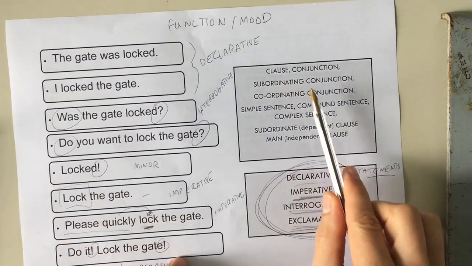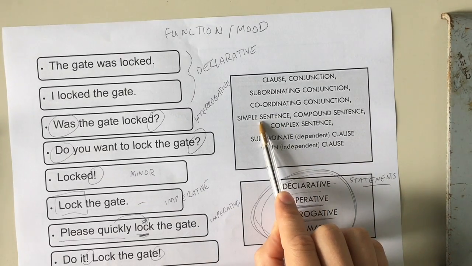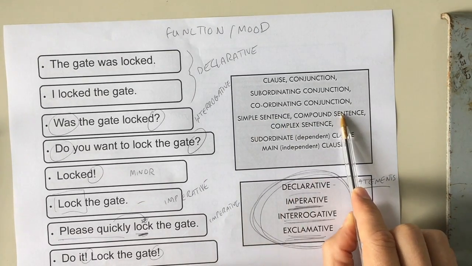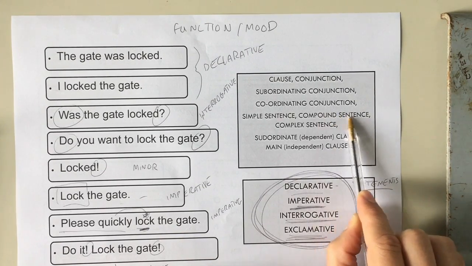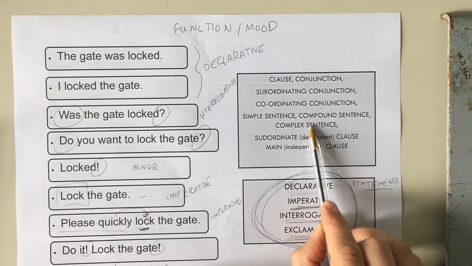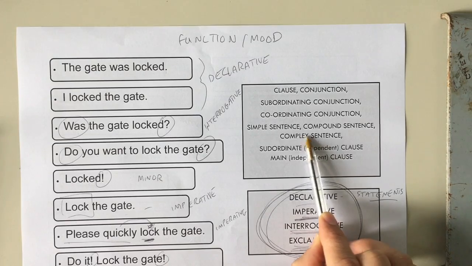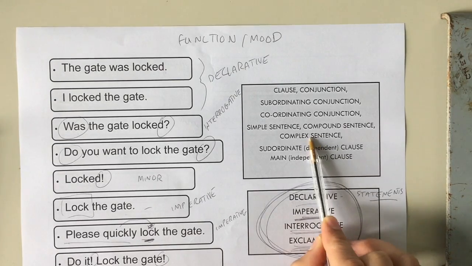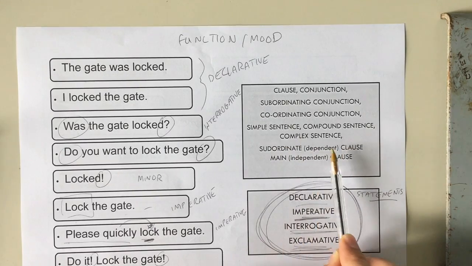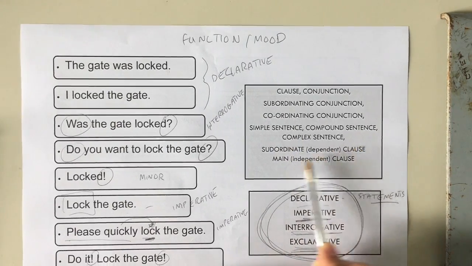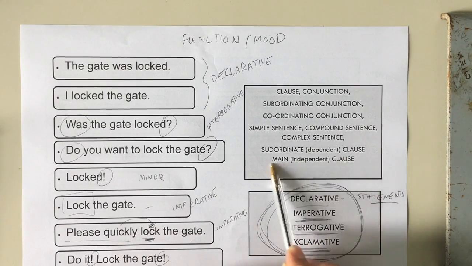Okay, simple sentence, one clause. Could be a sentence on its own, one main clause. Compound sentence, two clauses with a coordinating conjunction in between. Two main clauses with a coordinating conjunction in between. Complex sentence, not long. Complex means one main clause, which could be a sentence on its own, and one or more subordinate clauses, which couldn't be sentences on their own. And then we've got the subordinate clause, so that is a clause, it does have a subject and a verb, but couldn't be a sentence on its own, and a main clause, which could be a sentence on its own. So it could be a grammatically correct sentence on its own.